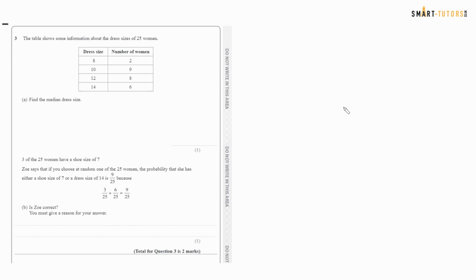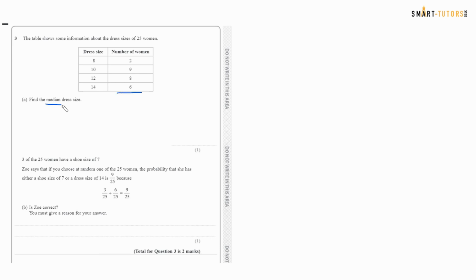Question number 3. The table shows some information about the dress sizes of 25 women. So the dress size and the number of women is given. Size 8 to size 14, all the information is given. Find the median dress size. Median dress size means the middle number.